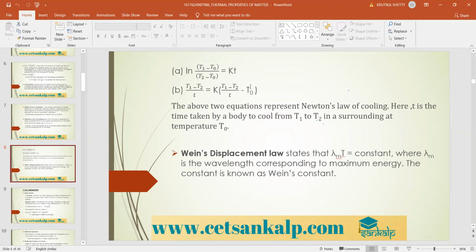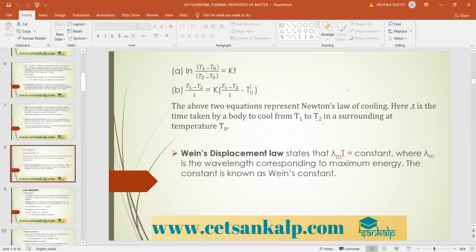Here t is the time taken by a body to cool from T1 to T2 in a surrounding at temperature T naught. T naught is the temperature of the surrounding. The body is taking time t to cool from T1 to T2.